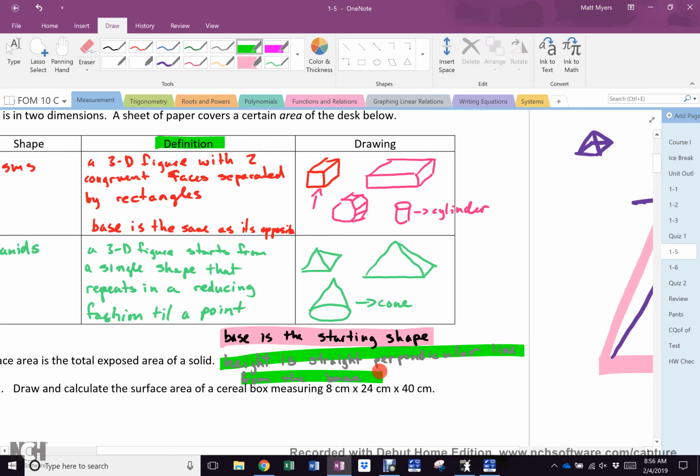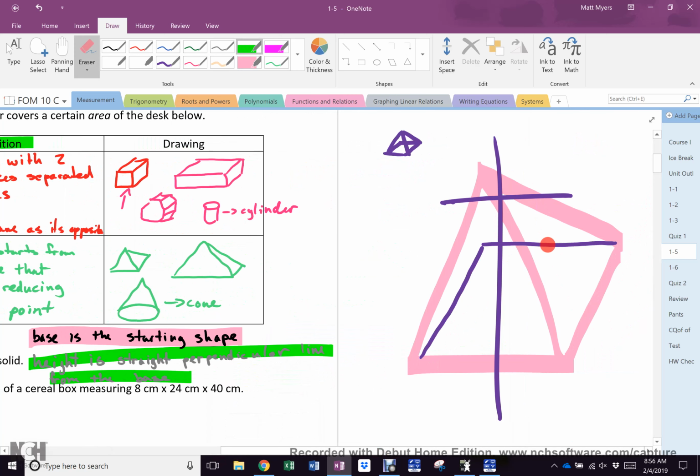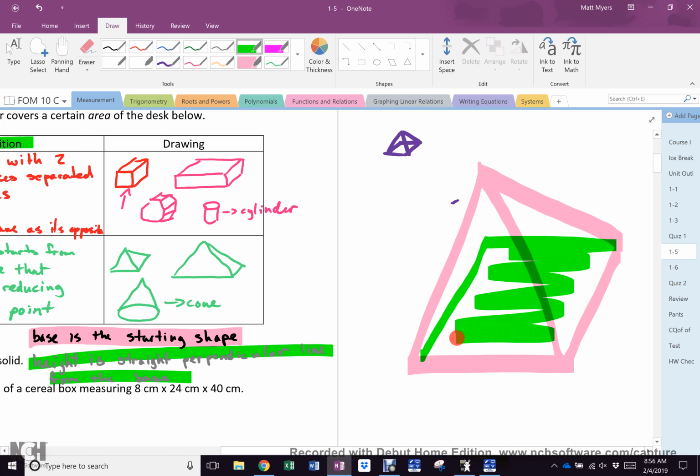And I will give you an example of this. Go back to our pyramid here. If this is a pyramid in real life, you want to call this the base, yes? Because it's on the bottom. So the height must be from the bottom straight up to the top. Agreed?